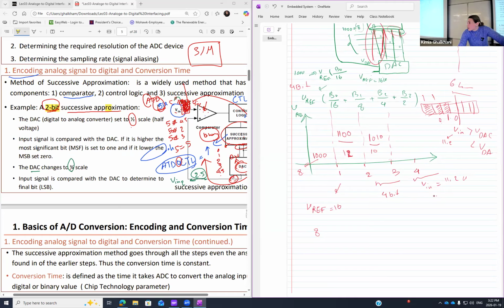I don't want either of them. I don't want to be greater. I don't want to be less than. I want it to be equal. Therefore, I continue until I can generate something equal.